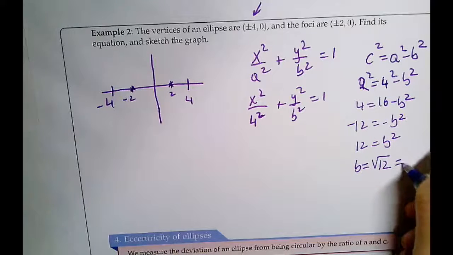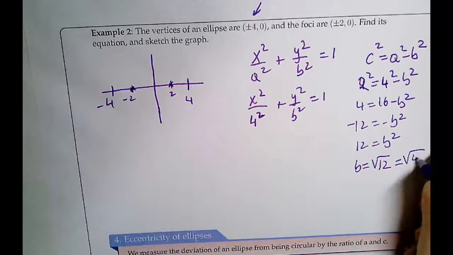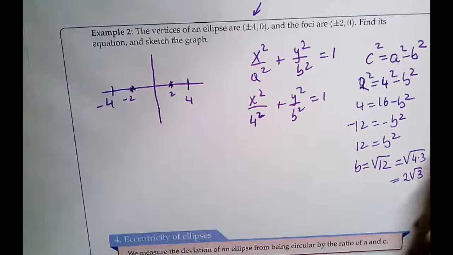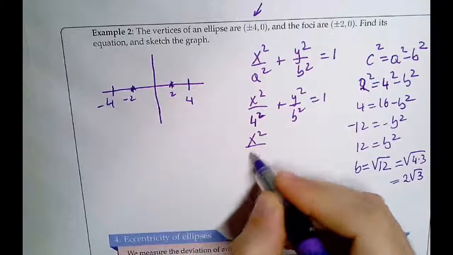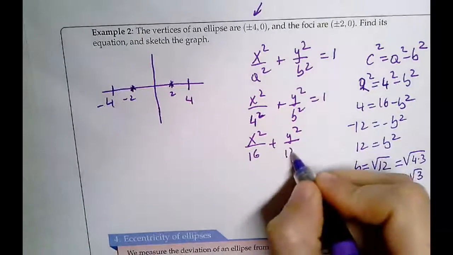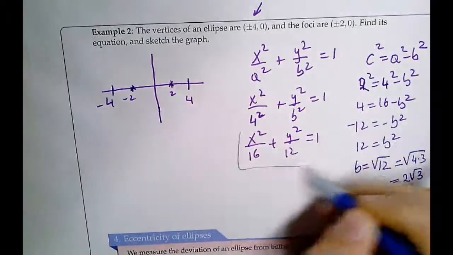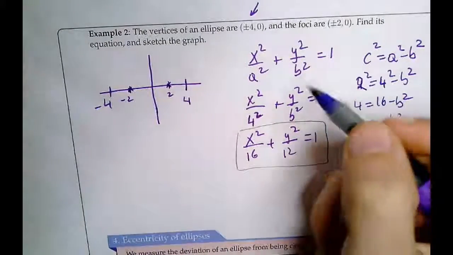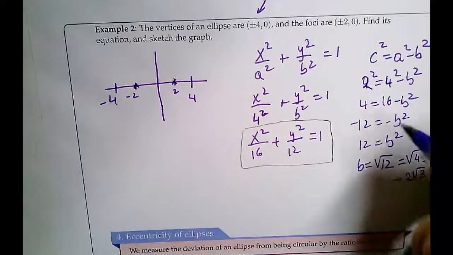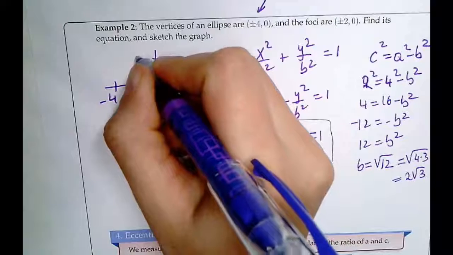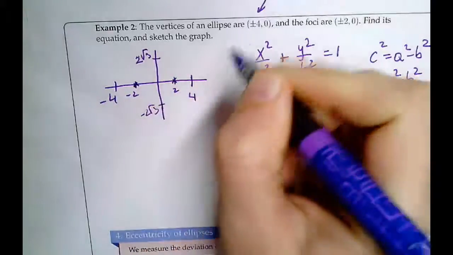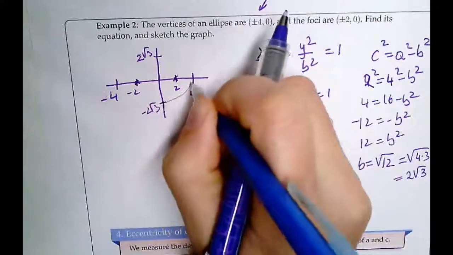And if I want to reduce this, this is square root of 4 times 3. And that's square root of 4, which is 2, times square root of 3. So now I can rewrite the equation: x squared over 16 plus y squared over, well, b squared is 12, equals 1. So this is the equation of the ellipse that we are looking for. And to graph it, I just need to plot my positive b and negative b. So let's say this is 2 root 3, or square root of 12. And this is negative 2 root 3, or negative square root of 12. And then I can draw the ellipse.